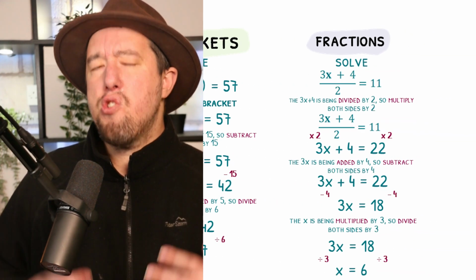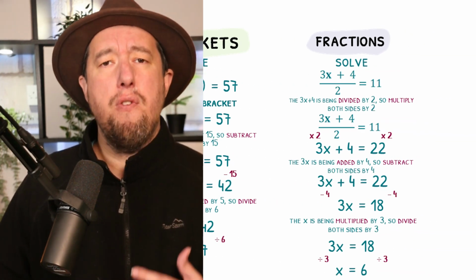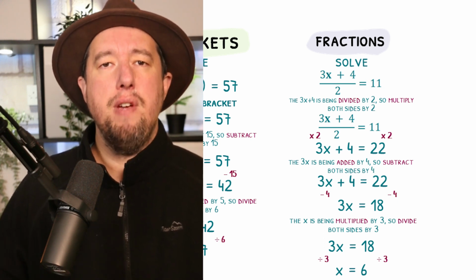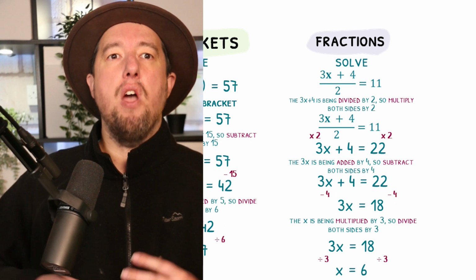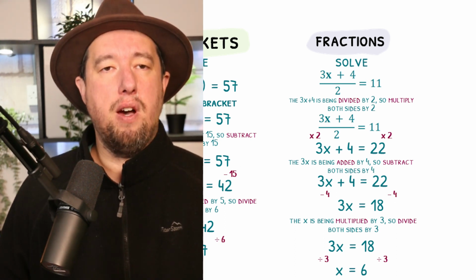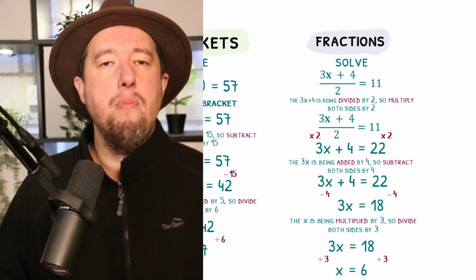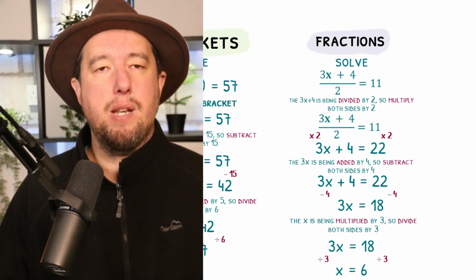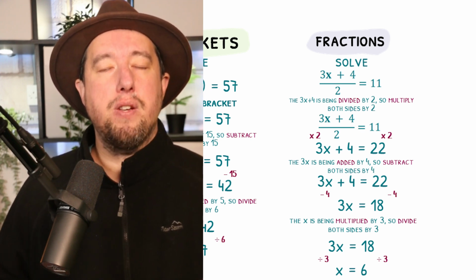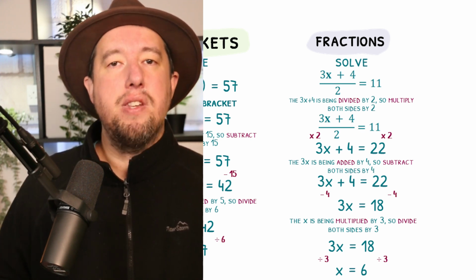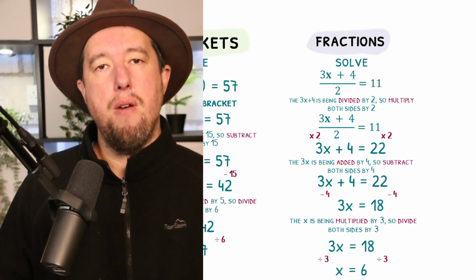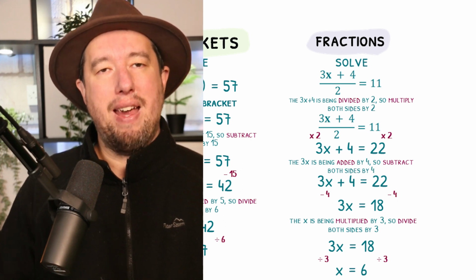If the x term is trapped in a fraction, always get rid of the fraction first. To solve 3x plus 4, all of that over 2 equals 11, we need to get rid of the over 2 before doing anything else. To do this, we can times 2 both sides. The left-hand side will just become the numerator of the fraction, so 3x plus 4. The right-hand side will become 22, giving us 3x plus 4 equals 22. Now we can subtract 4 both sides, giving us 3x equals 18, then divide 3 both sides, giving us the answer of x equals 6.